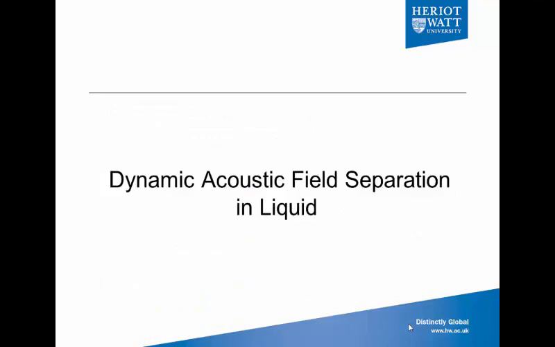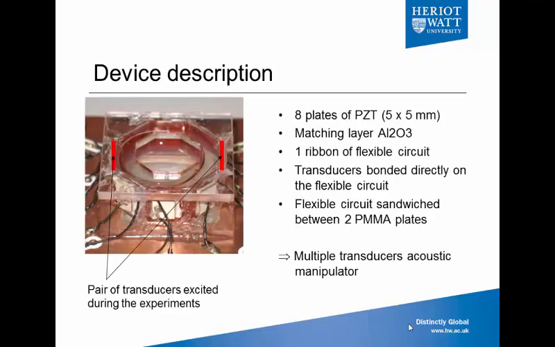Okay. So now let's go through the results in liquid. The device used for that is a device that we already used previously for acoustic tweezing. It's a multi-transducer Petri dish device. And for this work, we only use two transducers here. The transducers are PZT plates with an alumina matching layer, plugged into flex circuits, and the flex circuit is folded into an octagon device.